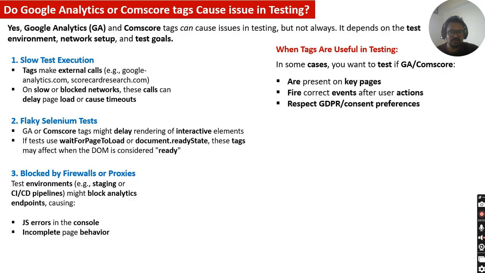So always remember it is not always a burden on the testing, but sometimes it is also useful, okay. So in some cases you want to test the GA and Cosmos tags, like whether they are present on the different key pages that you want for SEO. Then they should fire the correct events whenever the user interacts, right? They fire the correct events and give you the result on your marketing purpose side or your SEO purpose side. Okay, and it should respect the GDPR.